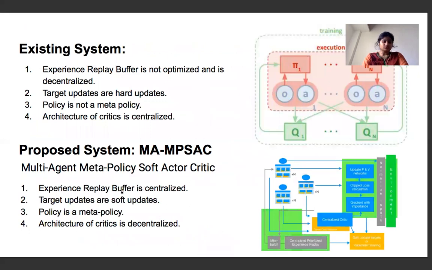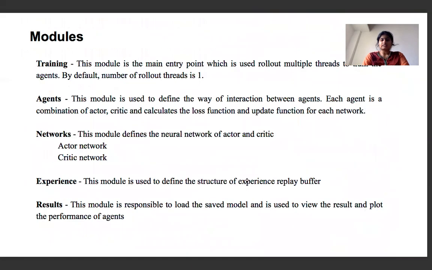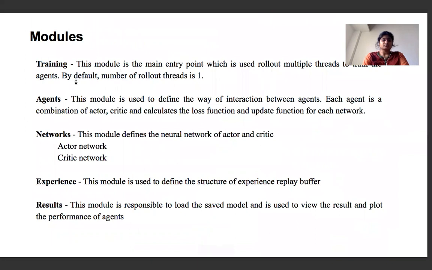In the proposed algorithm, experience replay buffers are centralized, updates are soft updates, the policy is a meta policy, and the architecture is mostly decentralized. We have 5 modules in total: training, agents, networks, experience, results. In training, multiple threads are being rolled out. These threads will handle different areas. By default, this thread count is 1.